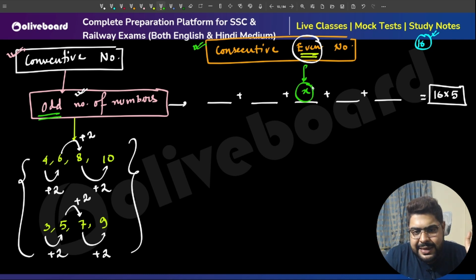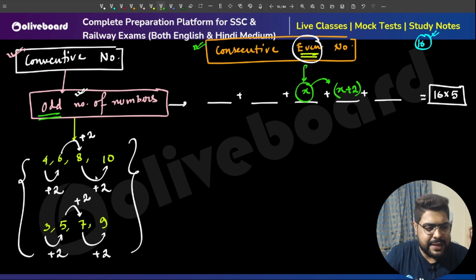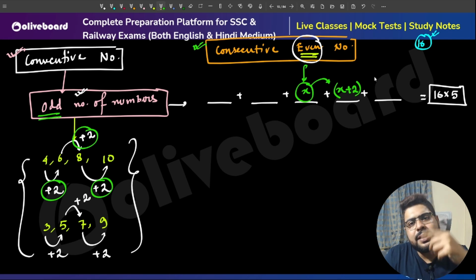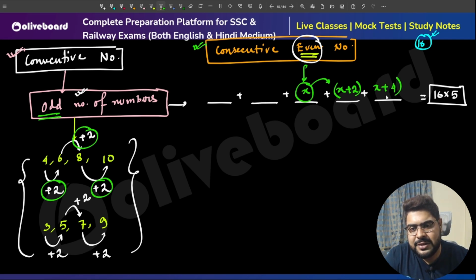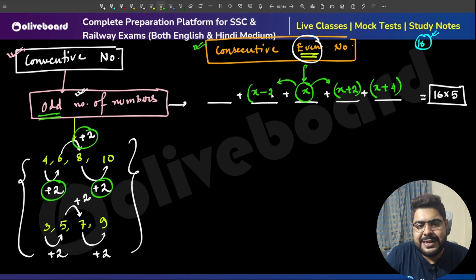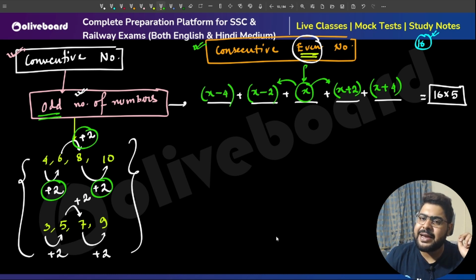So that means the next consecutive even number will be, sir, can I say it will be x plus 2, because the gap in this case is always 2. So the next one, 2 more, x plus 4. The previous one, can I say x minus 2? The previous one, again minus 2, that is x minus 4.